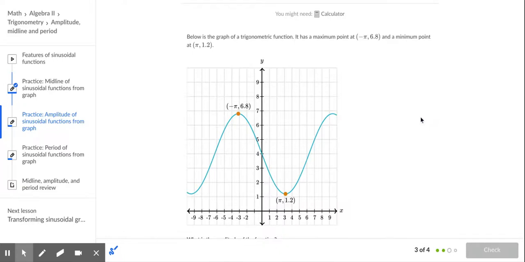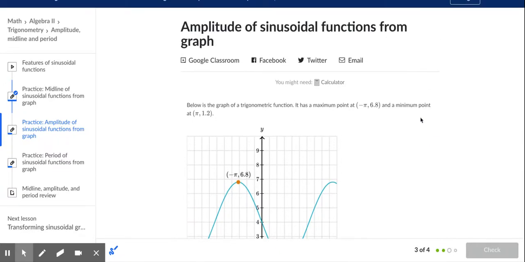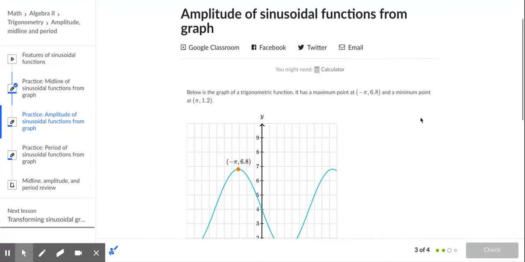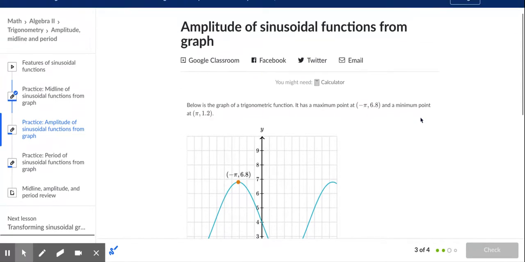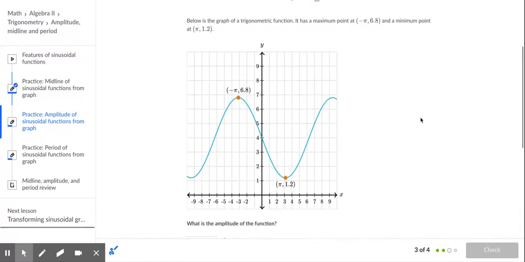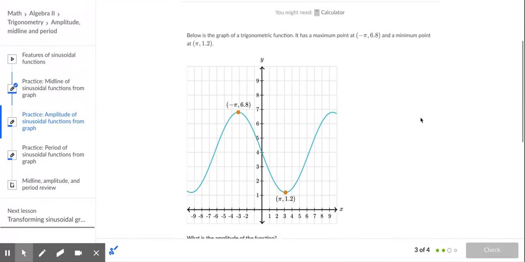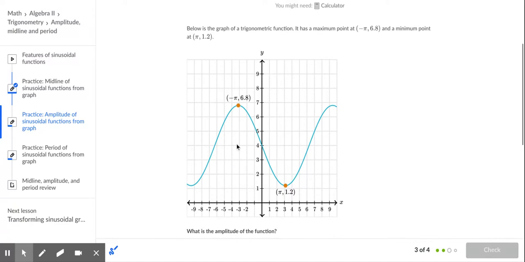Hey everyone, so in the last video we used the amplitude to help us find the midline. In this video we are going to be finding the amplitude. So we have again a sinusoidal function and we're looking for the amplitude, which we know is the distance from the midline to either the maximum or the minimum.